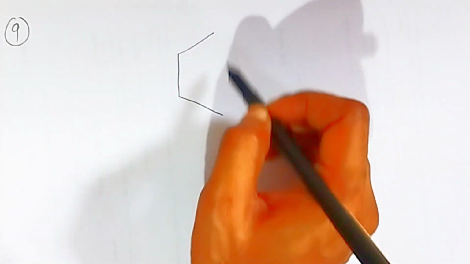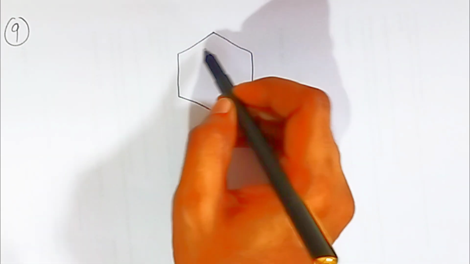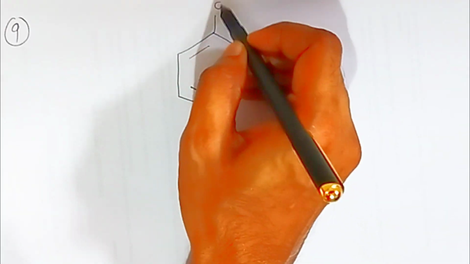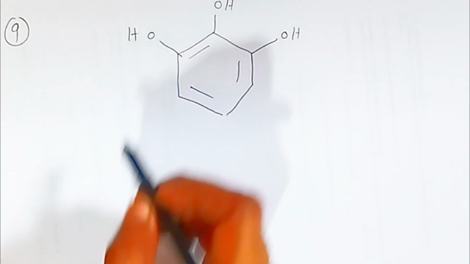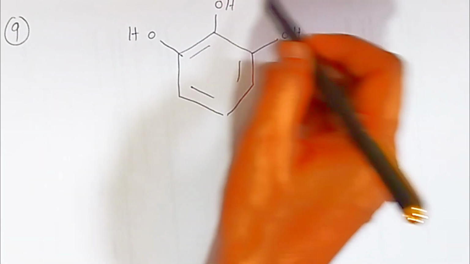The 9th one: if 3 hydroxyl groups are attached in this fashion, or if 3 hydrogens of the benzene are replaced by 3 hydroxyl groups on adjacent carbons, what will be the common name, students? This phenol also has 3 hydroxyl groups.